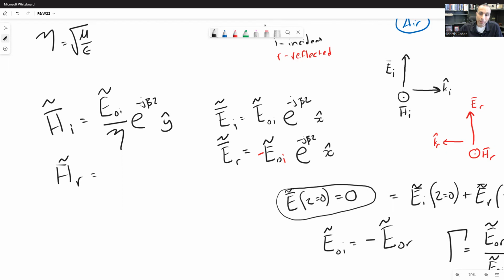Right, and I'm again going to take this negative E0I, the amplitude of this signal for the incident electric field, and divide it by eta. And we're going to take e to the minus j beta z. We need to make sure that E cross H again equals the negative z direction, and so this works out to be in the y direction.